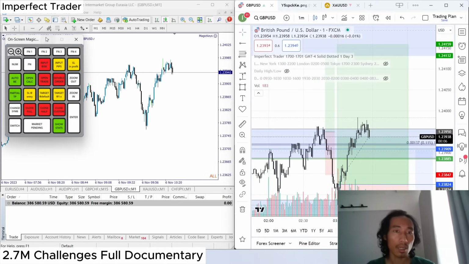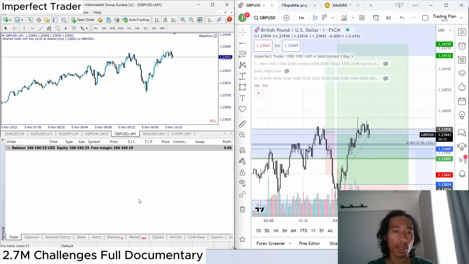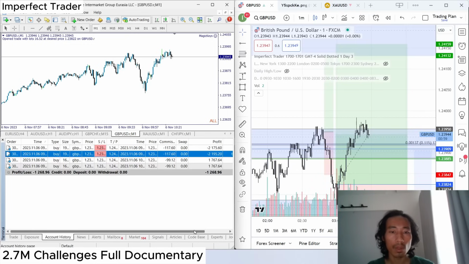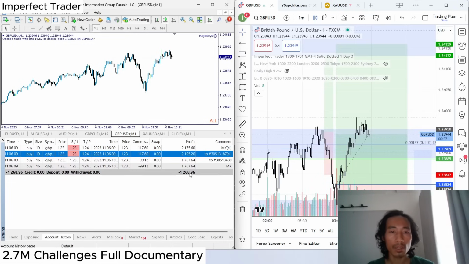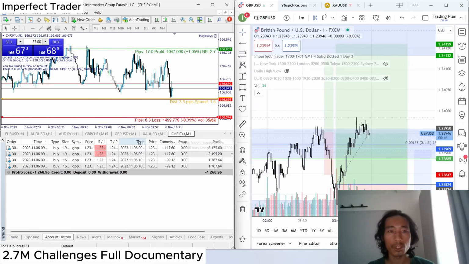So I should close all the trades. That is the second trade, you can see that right here. So we're still a little bit down for the day, but I will see if we can find another opportunity.